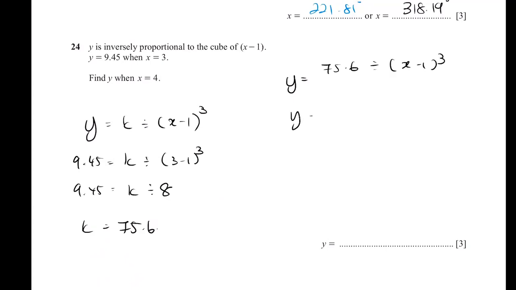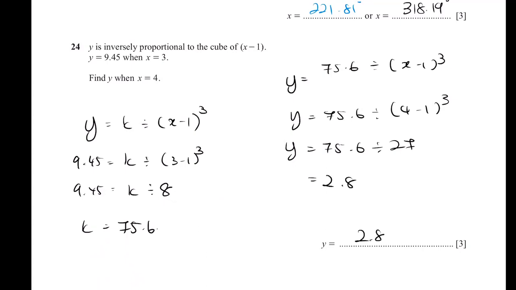x is equal to 4, y equals 75.6 divided by 4 minus 1 cubed. y is equal to 75.6 divided by, sorry, 27. 2.8. Find k. Every time, you start by finding k.